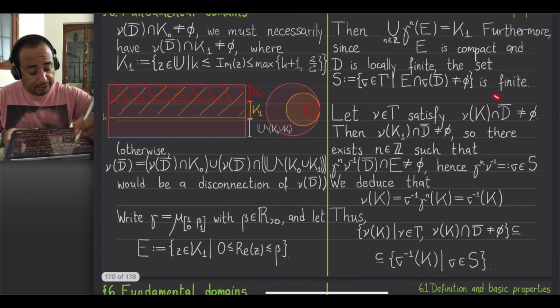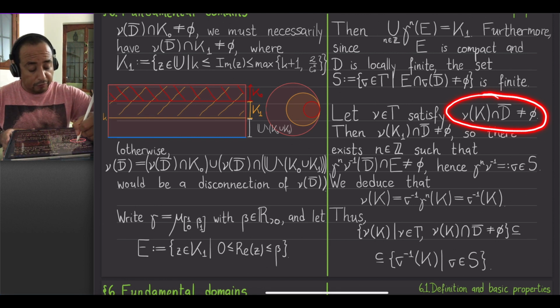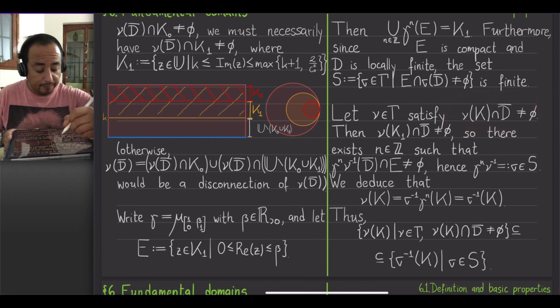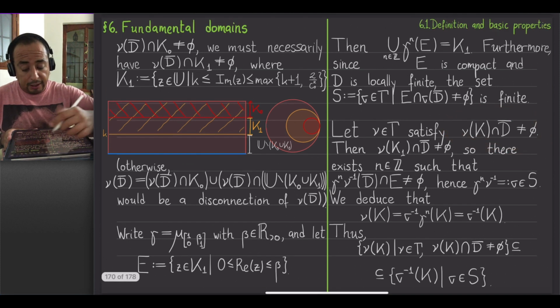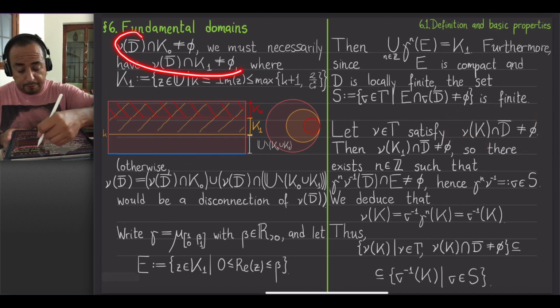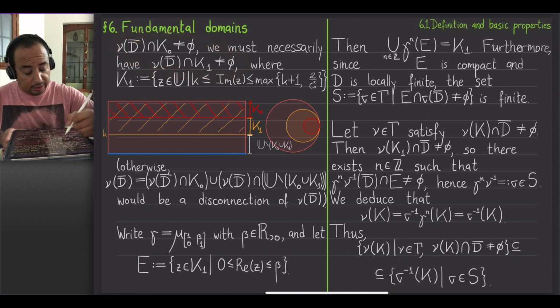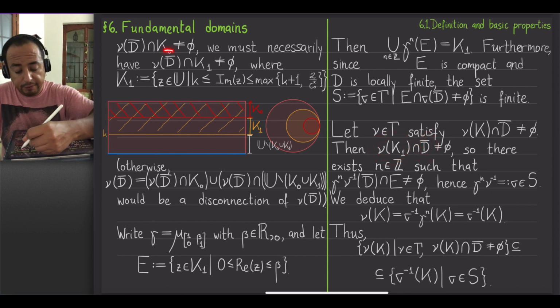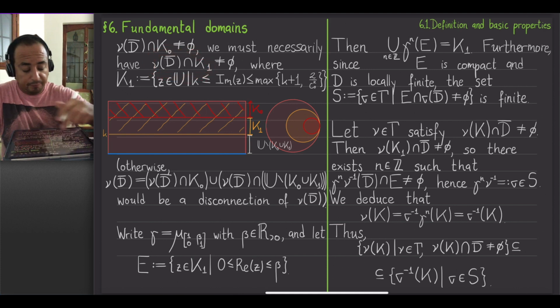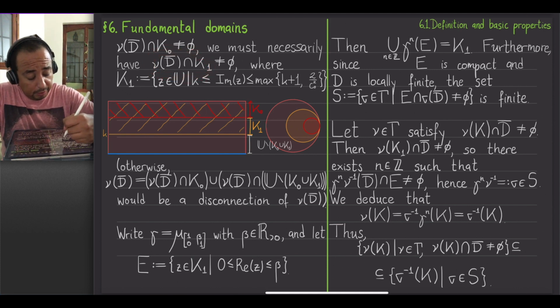Okay, now suppose I have an image of K that meets D bar, an image of the horocyclic region that meets D bar. Then because of this property, nu of K1 must meet D bar, right? I mean, just apply nu inverse here. So, okay.